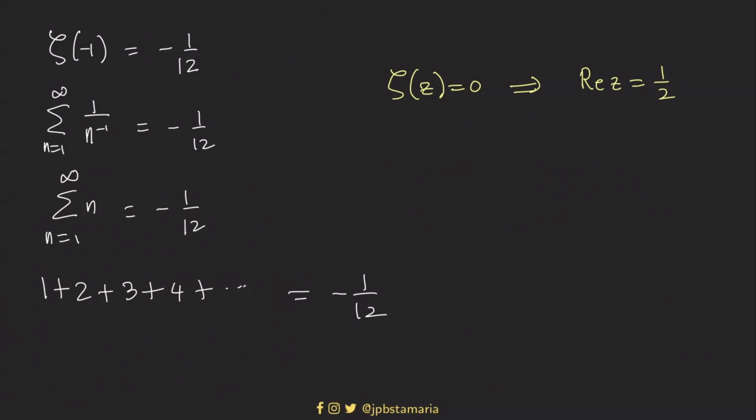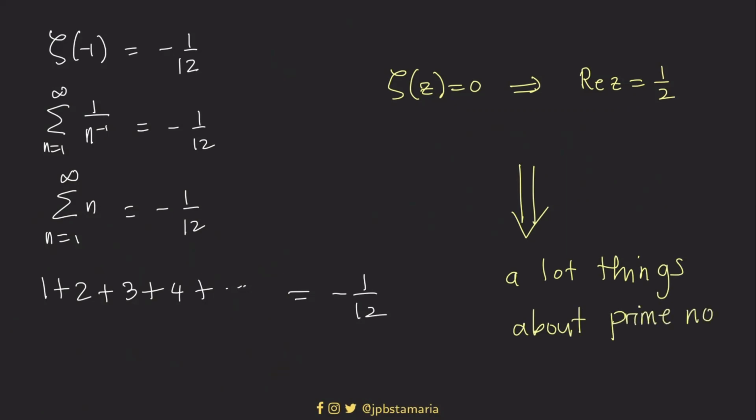Ba't natin gusto malaman yan? Kasi pag na-prove mo yan, it will imply a lot of things about prime numbers. Malalaman natin how the prime numbers are scattered in the real number line somehow. Matutuklasan natin kung paano nakakalat yung distribution ng mga primes sa real number line.